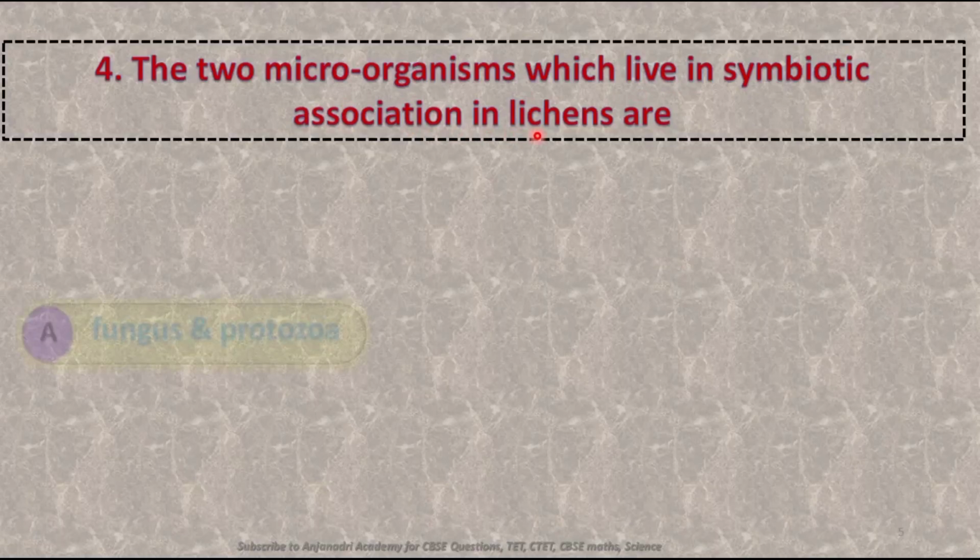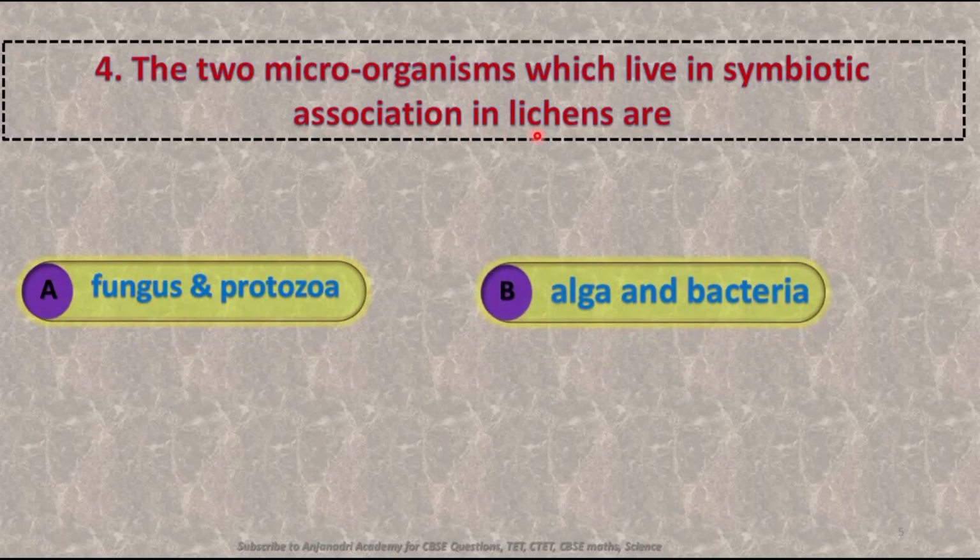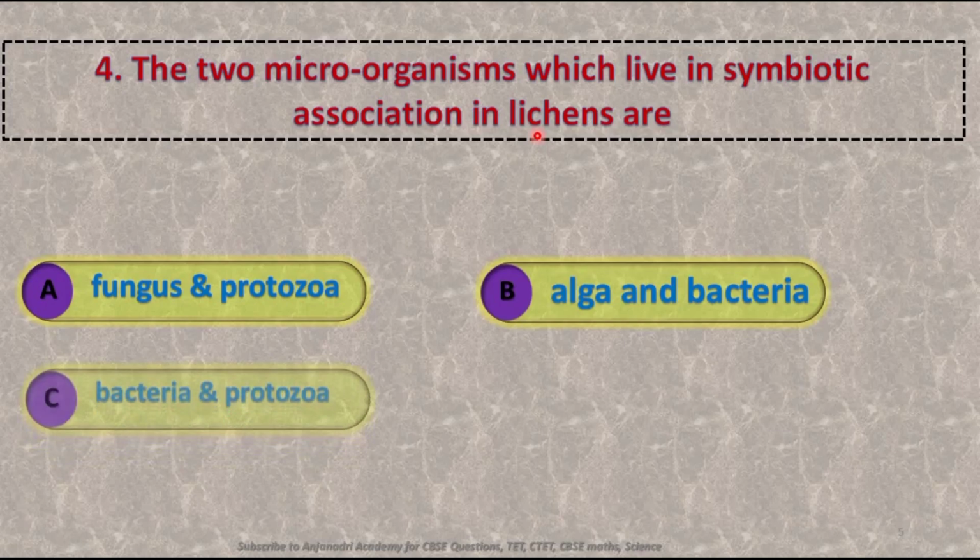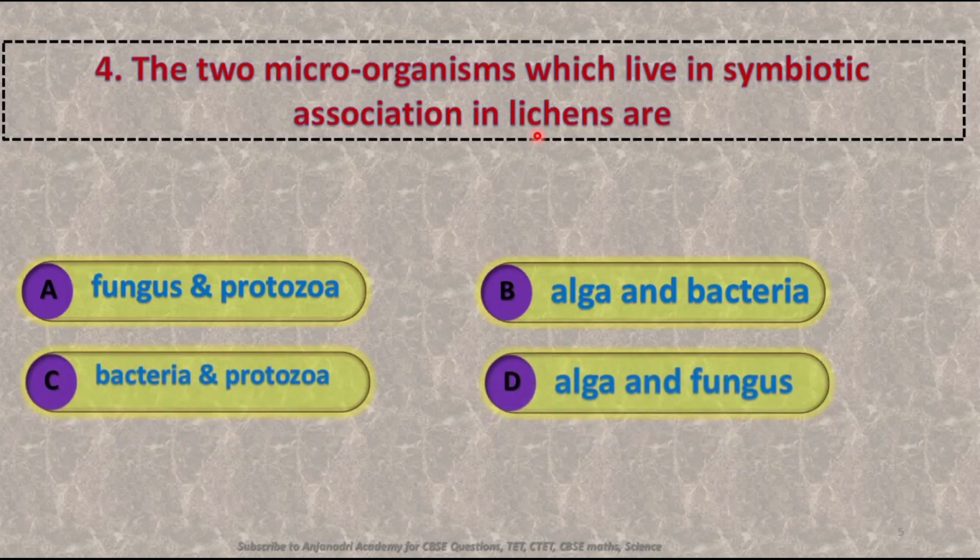The two microorganisms which live in symbiotic association in lichens are fungus and protozoa, algae and bacteria, or protozoa, alga and fungus. The correct answer is option D, alga and fungus. They share both shelter and food.